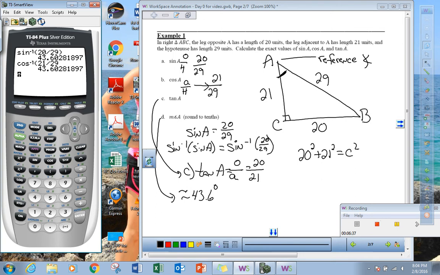And if you would have picked the tangent operation of 20/21, you would also have got 43.6. Moral of that story, it doesn't matter which trig operation you pick. Pick the one that you want to work with.